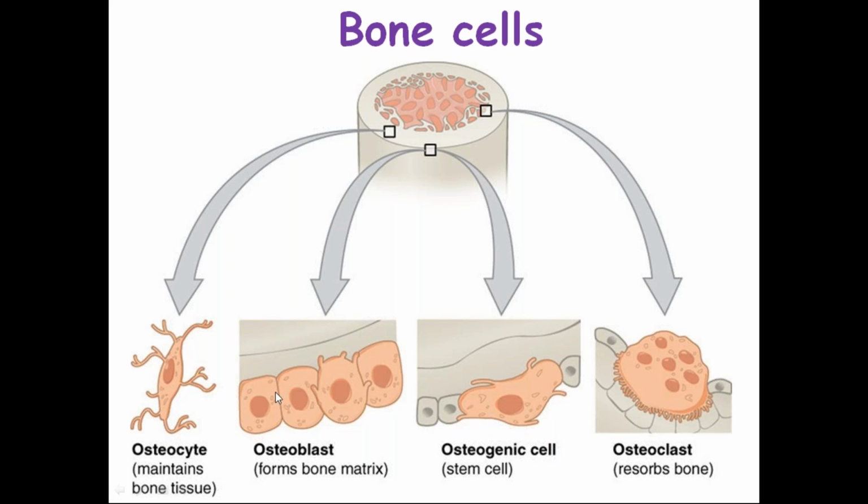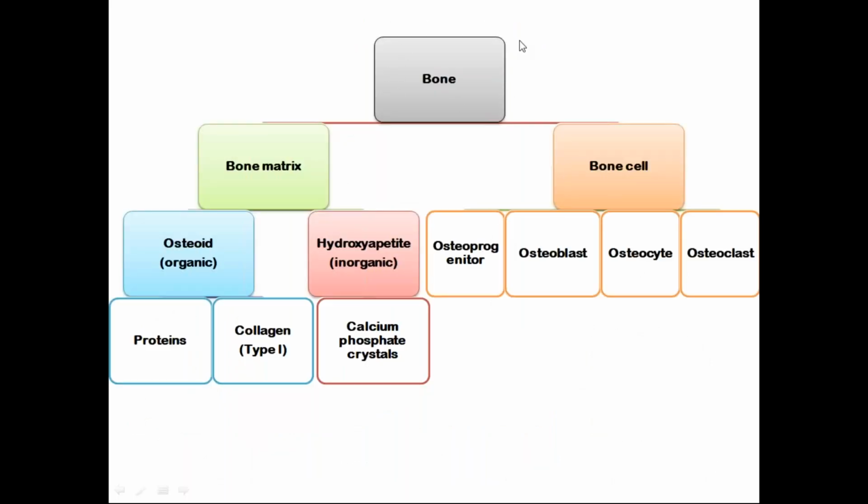Fine. Now see, the bone is made up of mainly two things. First is your bone matrix, and the second is your bone cells. So basically your bone is made up of two things. First is your bone matrix. The second is your bone cells. Okay. Now what is a matrix? What is a matrix? Now you can read the comments.